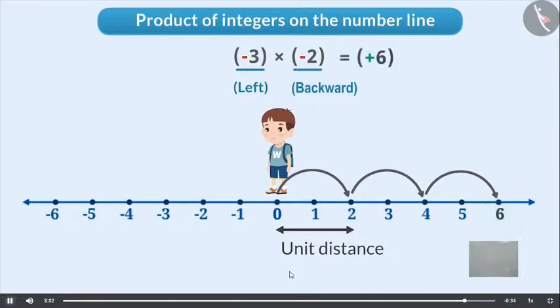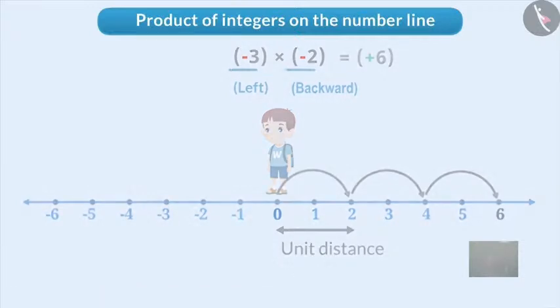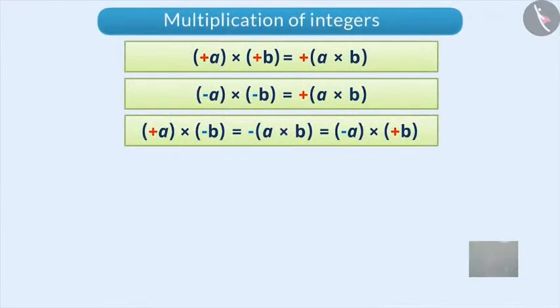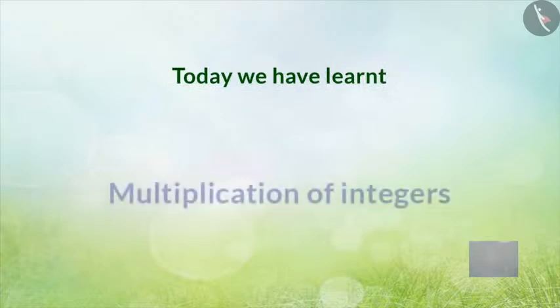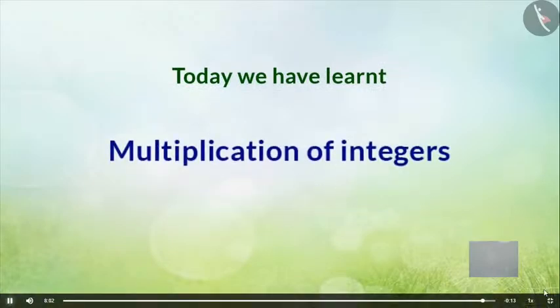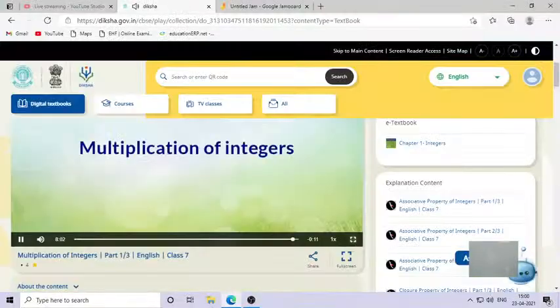Therefore, the result of multiplication will be positive 6. Let's see a simple method to remember these rules. If you hide signs of 2 integers used in multiplication, then the sign which is visible is included in the result. Isn't it easy? Today, we have learned multiplication of integers. In the next video, we will learn some examples related to this topic.